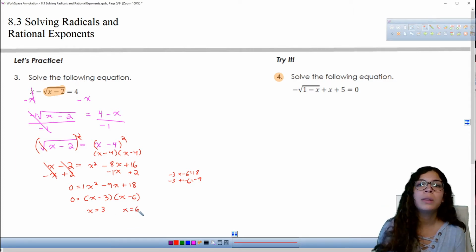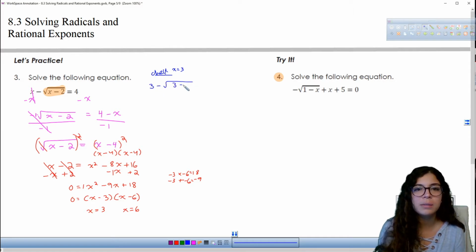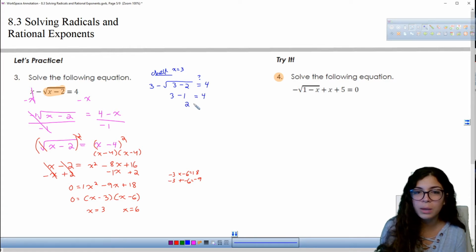Now, remember, with all of these equations, we always have to check our answers. So first, let's go ahead and check x equals 3 first, just because it's written first. So x minus square root of x minus 2 equals 4. Maybe. We'll see. 3 minus 2 is 1. The square root of 1 is 1. And 3 minus 1 is 2. Does 2 equal 4? No, right? 2 does not equal 4. So this is actually an extraneous solution. Okay, so that is not a valid solution.